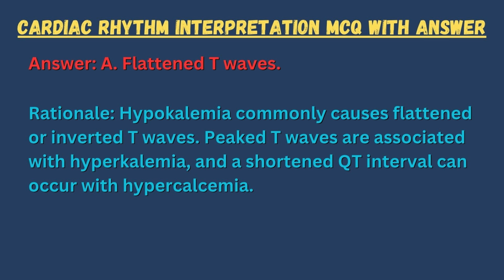Answer. A. Flattened T waves. Rationale. Hypokalemia commonly causes flattened or inverted T waves. Peaked T waves are associated with hyperkalemia, and a shortened QT interval can occur with hypercalcemia.